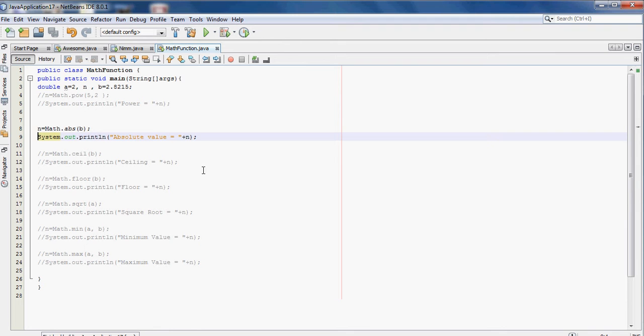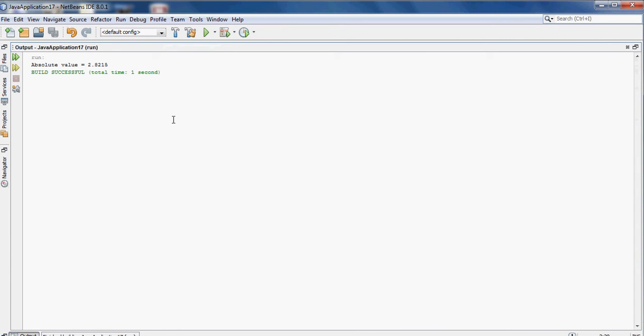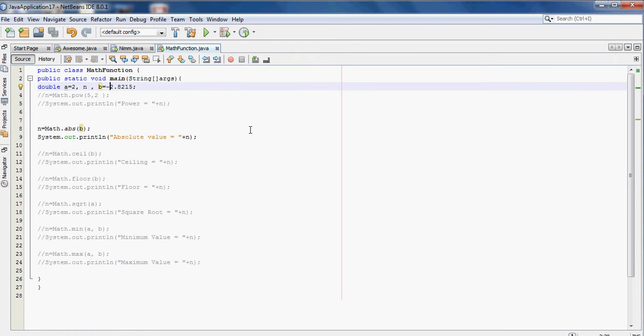2.8215. Yes. So what happens if it's a negative value? Let's check. Again 2.8215. A positive 2.8215. That's exactly what this absolute value does. It changes the negative value to a positive value.